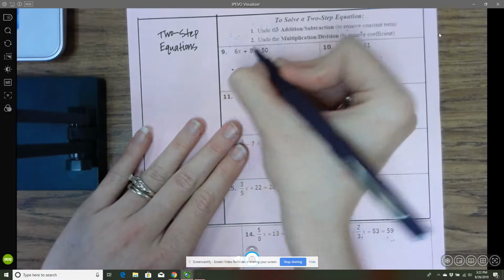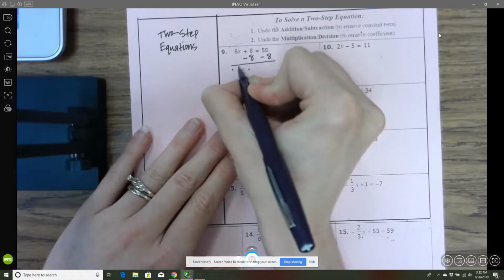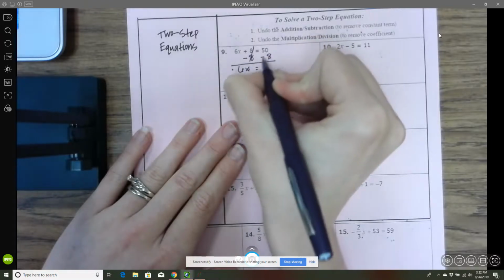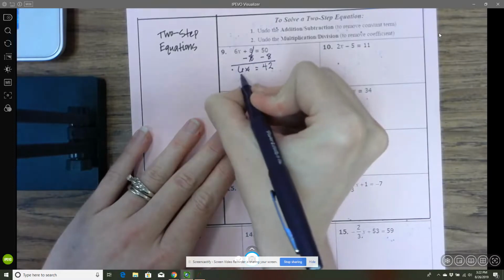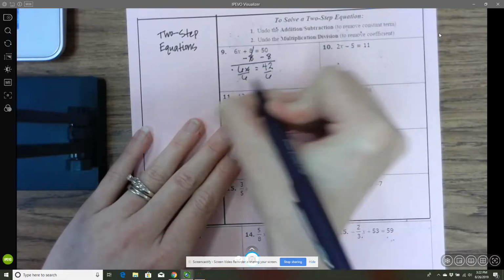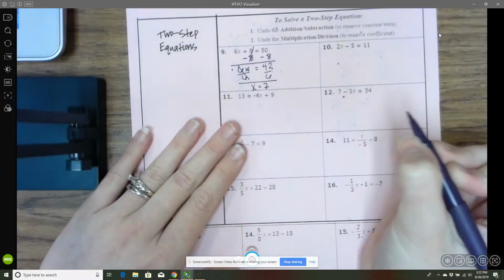So here I've got 6x plus 8. So I want to get rid of the 8. So I'm going to subtract that from both sides. And 50 minus 8 would leave me with 42. And then I would divide by the 6. So x would equal 7.